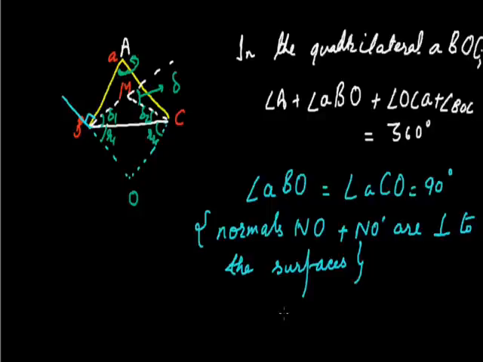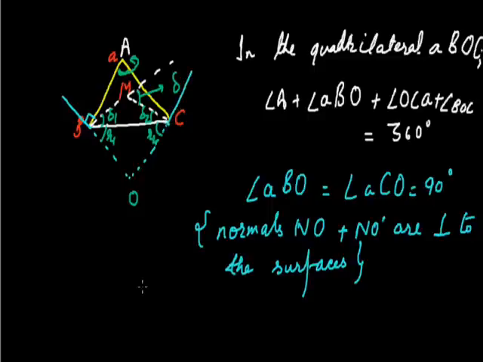So students, let's recall what we have done in the last few minutes. We have to find the values of R1 and R2 in terms of some known angles. So we are doing a mathematical exercise in the quadrilateral ABOC, and as the sum of the four angles of a quadrilateral is equal to 360 degrees, we have written this equation. Now angle ABO and angle ACO come out equal to 90 degrees because they are formed by the normals and the surface of the prism.